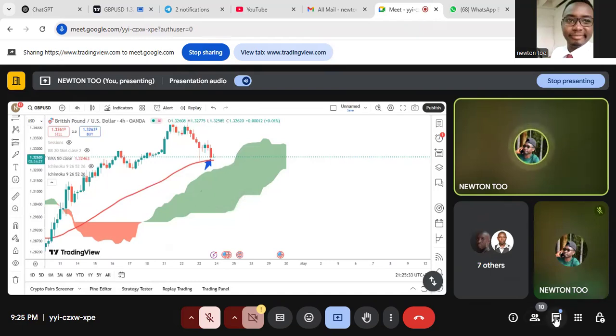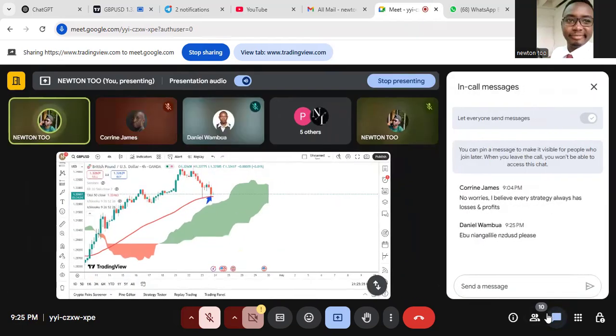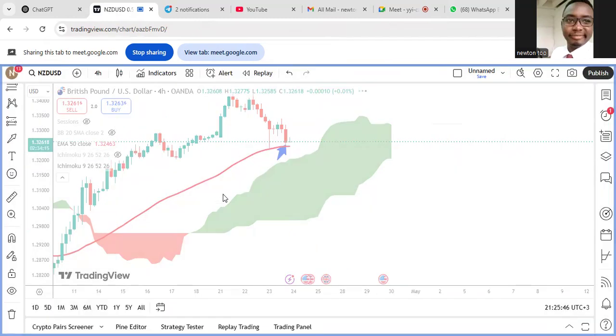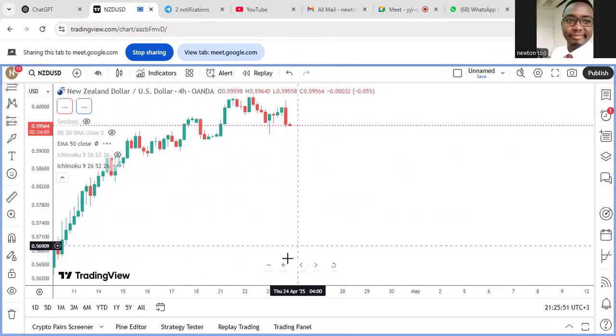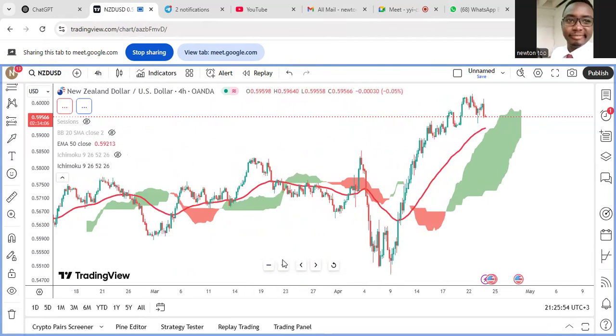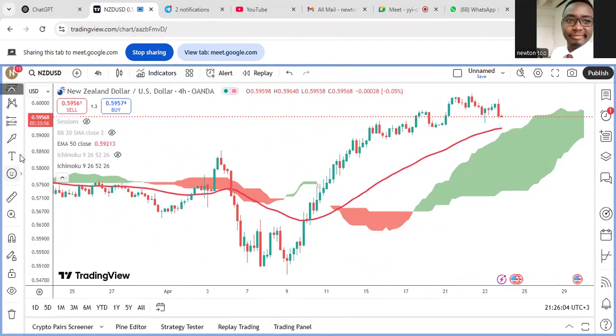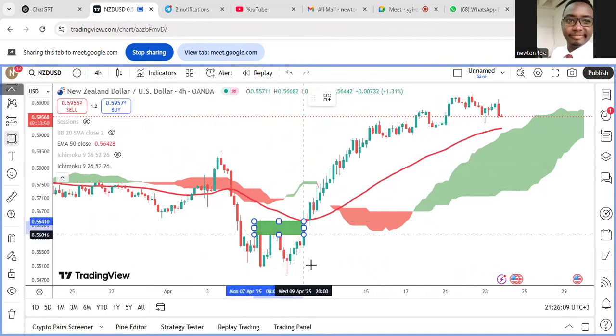Daniel says we should check New Zealand USD, so let me check the New Zealand dollar. It has been buying a lot. See this one, it came and formed a W here. If you had got an entry point in this area, that would be very good. A W pattern here.